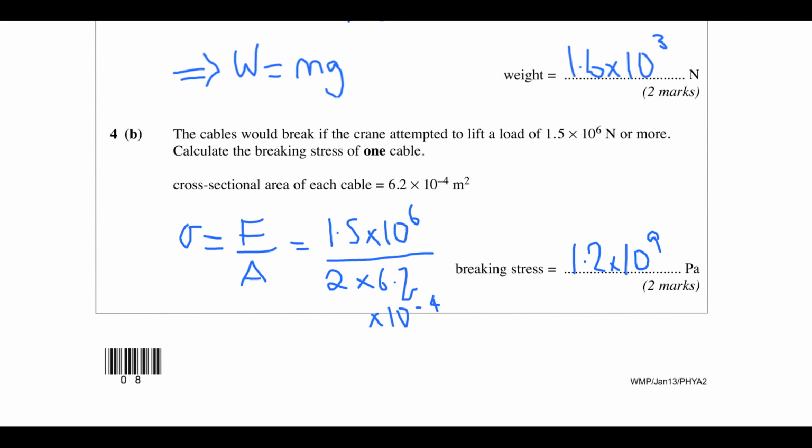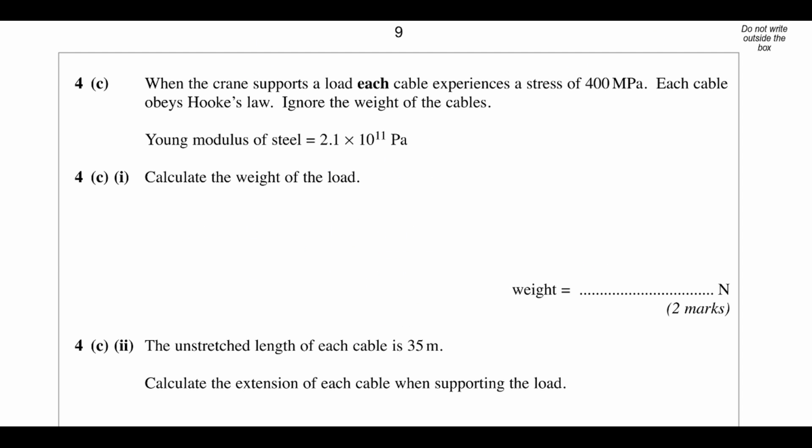Okay, let's carry on. When the crane supports a load, each cable experiences a stress of 400 megapascals. Each cable obeys Hooke's law. Ignore the weight of the cables. We've got a Young modulus. Calculate the weight of the load. Okay, so to get the force, we're going to do the stress times the area.